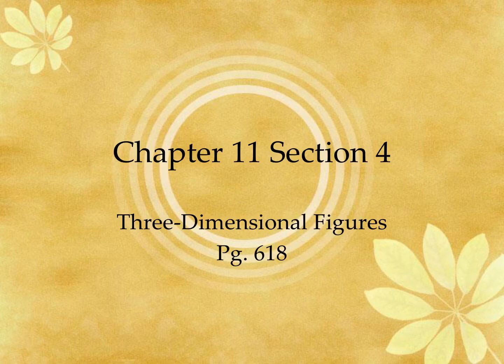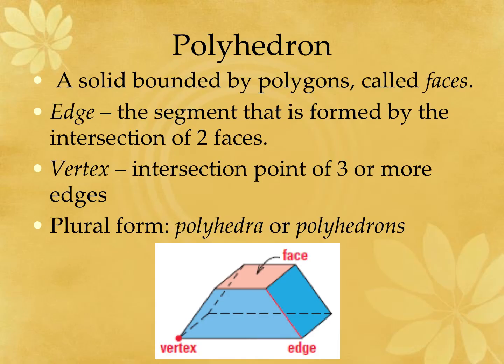So today we're going to start chapter 11, section 4, and we're going to learn about three-dimensional figures. So the first thing is a definition, and the vocab word is polyhedron. A polyhedron is a solid bounded by polygons called faces.